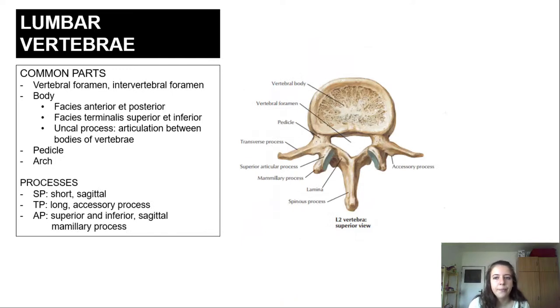Okay, and we go to lumbar. Largest body, vertebral foramen, intervertebral foramen, facies anterior et posterior, facies terminalis superior et inferior, uncal processes, and then the pedicle and the arch processes. Spinous process is shorter and it is in the sagittal position. Transverse process is long compared to the thoracic, compared to the cervical mainly, and it has the accessory process.